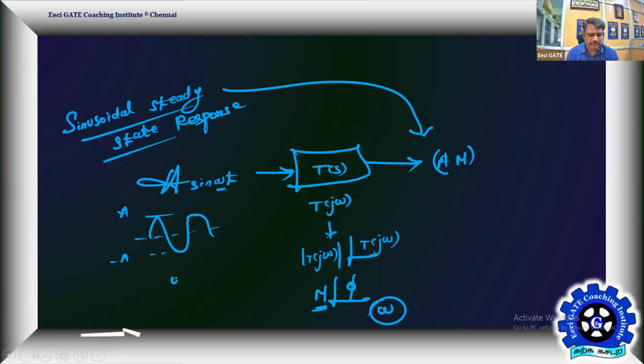A sin omega t, its frequency is omega. So the input amplitude is a, the peak I'm taking as a, and then the output is going to become a into m into sine of omega t plus phi. Phi is the phase angle offered by your system. So m is the magnitude offered by the system that gets multiplied with the amplitude, and the phase angle gets added with omega t. This is exactly what the sinusoidal steady state response is.